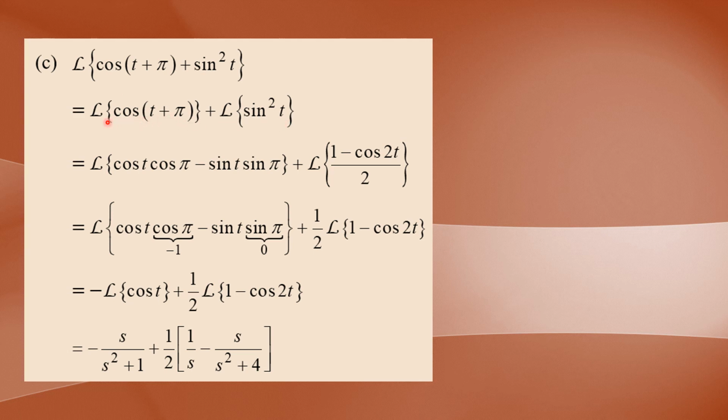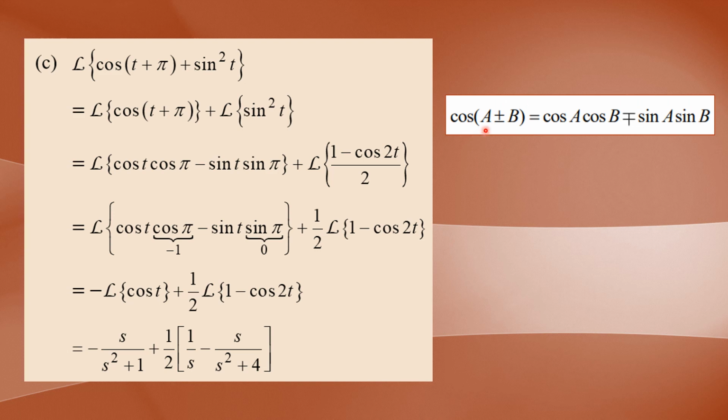So in order for us to get the Laplace transform of cos(t plus pi), we must firstly apply a trigonometric identity that relates to this expression. That trigonometric identity is given as follows: cos(a plus b) is the same as cos a cos b minus sin a sin b. If you are asked to find the identity for cos(a minus b), then it will be cos a cos b plus sin a sin b. In this problem, for cos(t plus pi), where a is equal to t and b is equal to pi, it will be given by cos t cos pi minus sin t sin pi, as shown in this expression here.